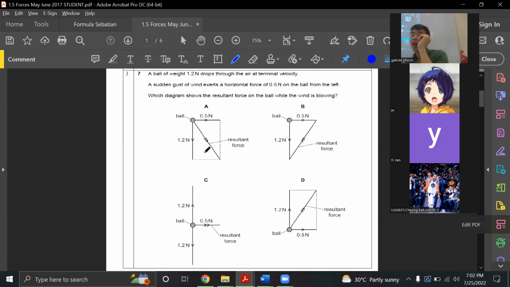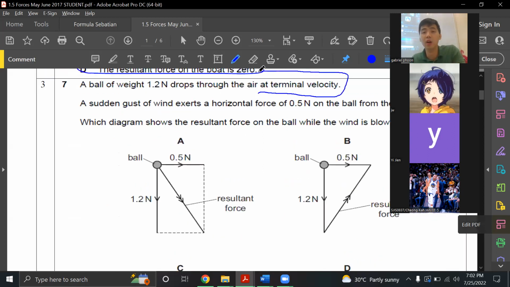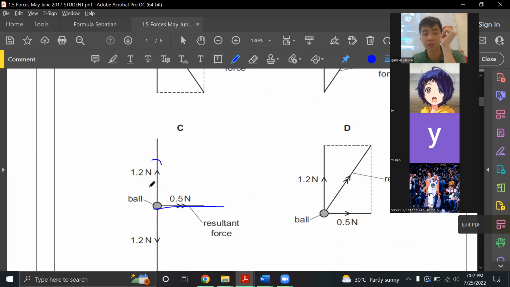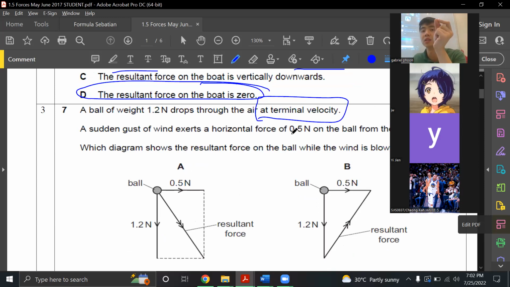Let me emphasize this question again, guys. Whenever there are horizontal forces acting on an object, they will not affect the vertical forces. The keyword here is that it is moving at terminal velocity. To move at terminal velocity, which is constant speed, the upward forces must equal the downward forces. This is a must.